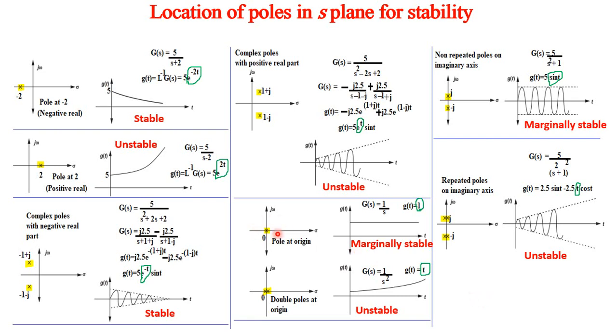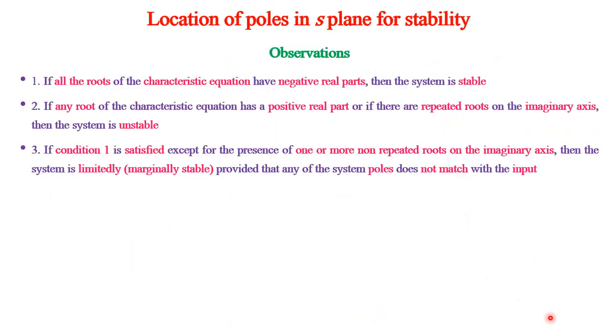If all the poles are present in the left half of S plane, but for the presence of few poles like this on the imaginary axis but non-repeated, system can be taken as a marginally stable system, provided the system poles do not match with the system input. If poles are present in the repeated manner on the j omega axis, but remaining poles are present in the left half of S plane, there also impulse response is unbounded, system is unstable. So all these observations are consolidated in this slide.